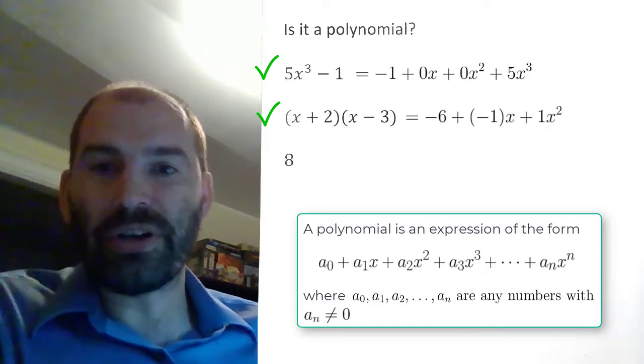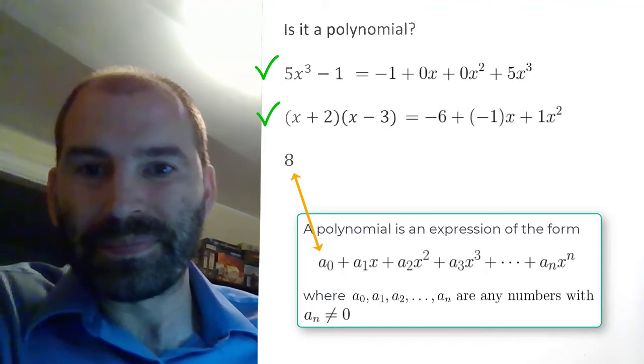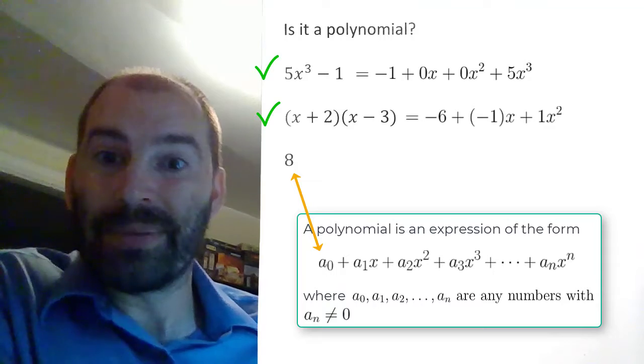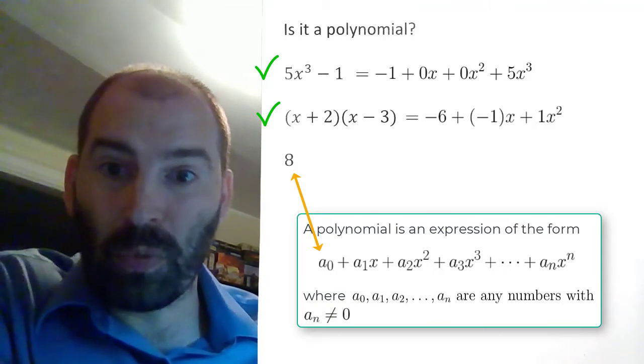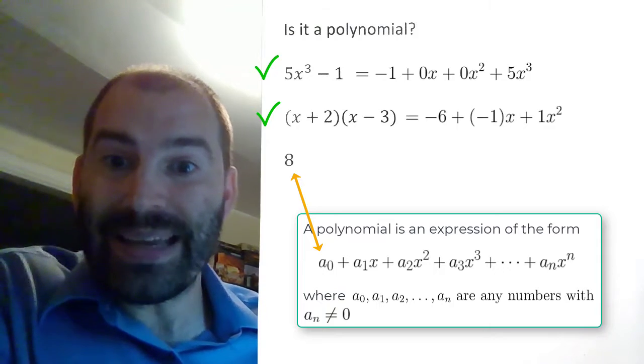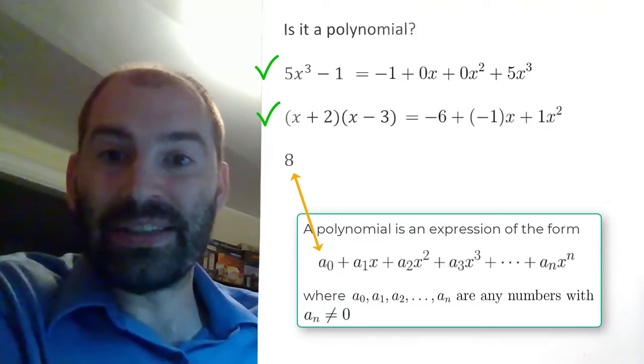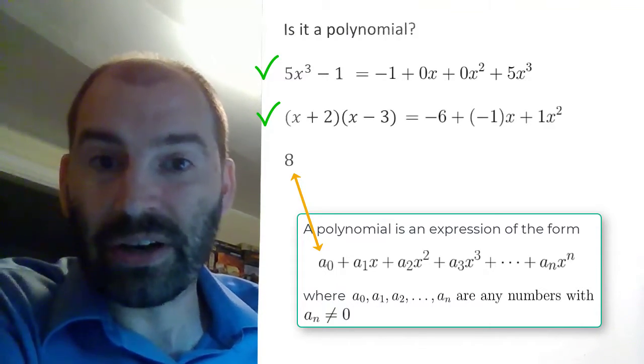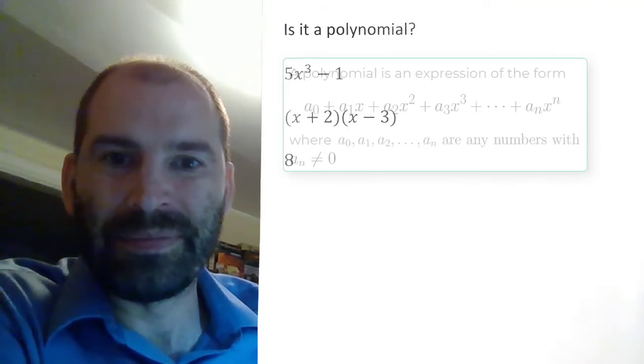So we just have one term. It's the a0. You can think of that as a0 times x to the 0, but x to the 0 is just 1. So it's just a0. And so here the degree is 0, and the leading coefficient is 8. So numbers themselves are polynomials of 0 degree.